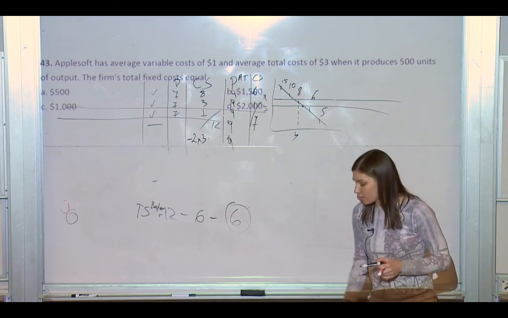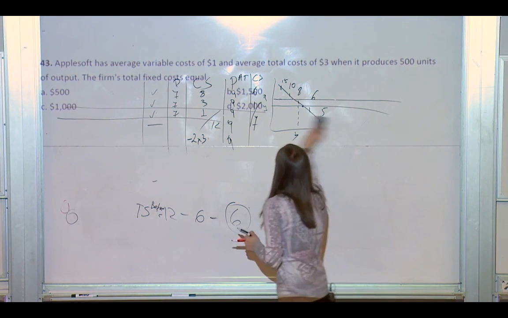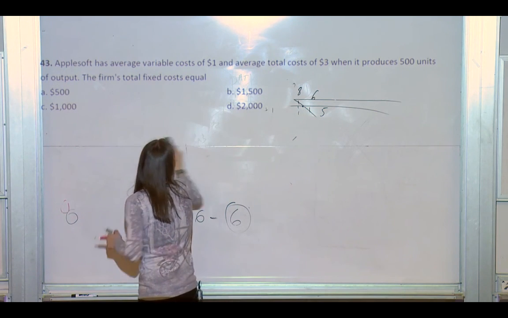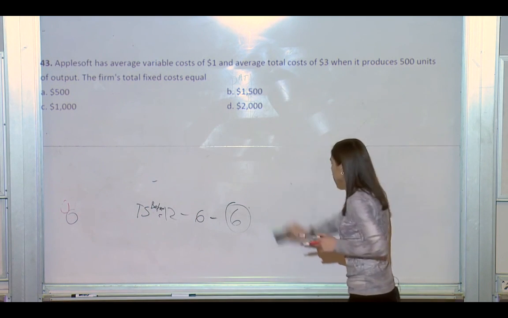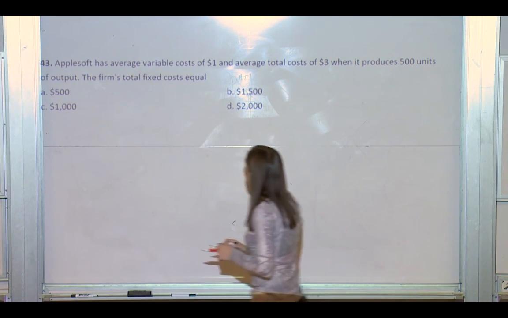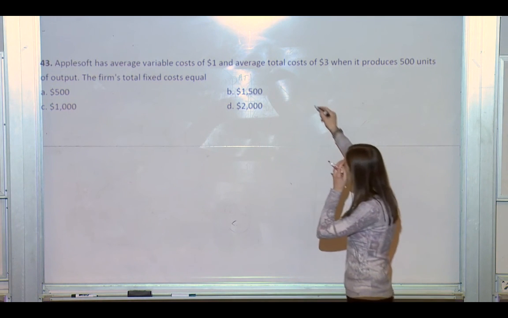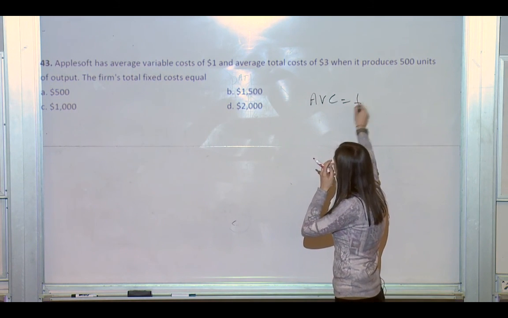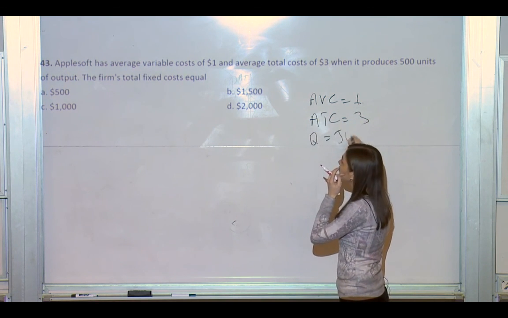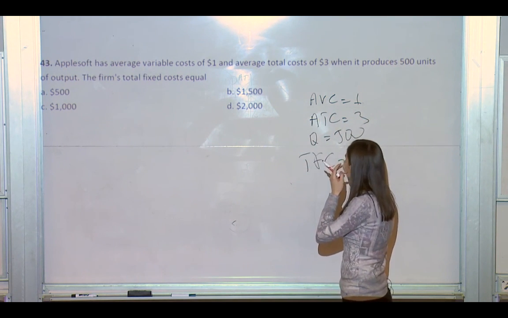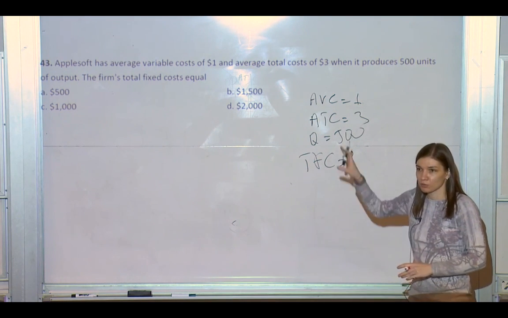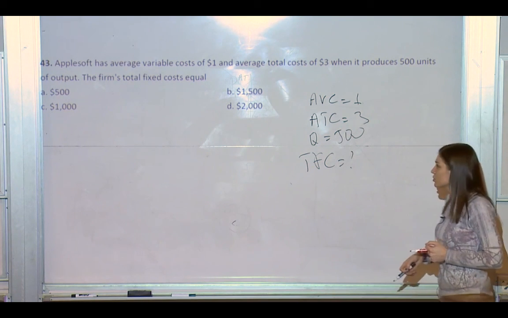All right, I think this is the final one. All right, so there's average variable cost of 1, and average total cost is 3 when quantity is 500 units. What is total fixed cost? So this is exactly what we had with that graph, right, when we had to look at the difference, but we have the numbers here.